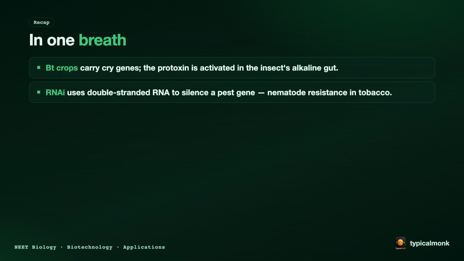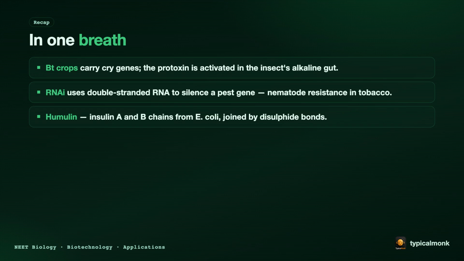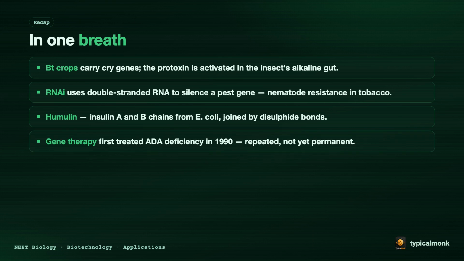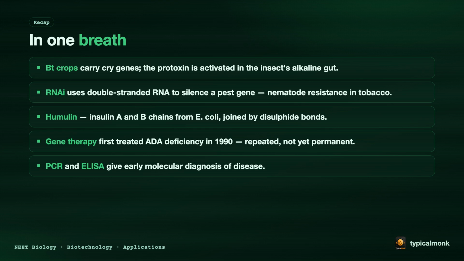Bt crops carry Cry genes. The protoxin is activated in the insect's alkaline gut. RNAi uses double-stranded RNA to silence a pest gene, giving nematode resistance in tobacco. Humulin, the insulin A and B chains made in E. coli and joined by disulfide bonds. Gene therapy first treated ADA deficiency in 1990. Repeated and not yet permanent. And PCR and ELISA give early molecular diagnosis of disease.